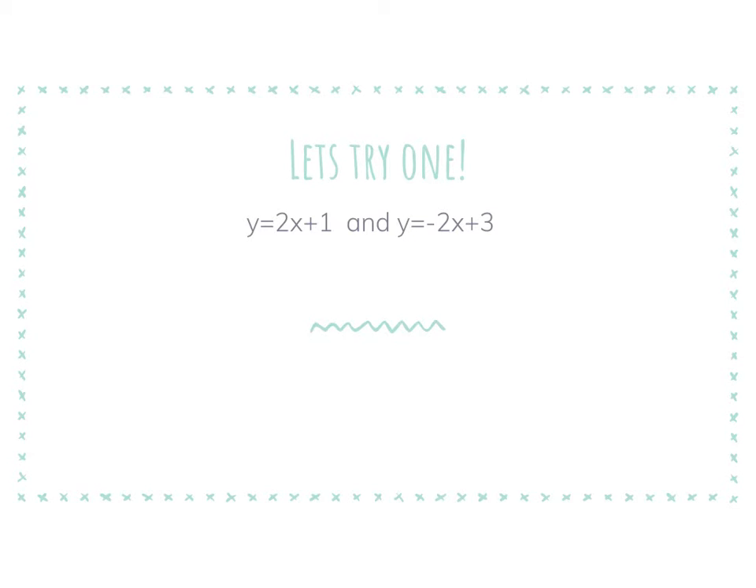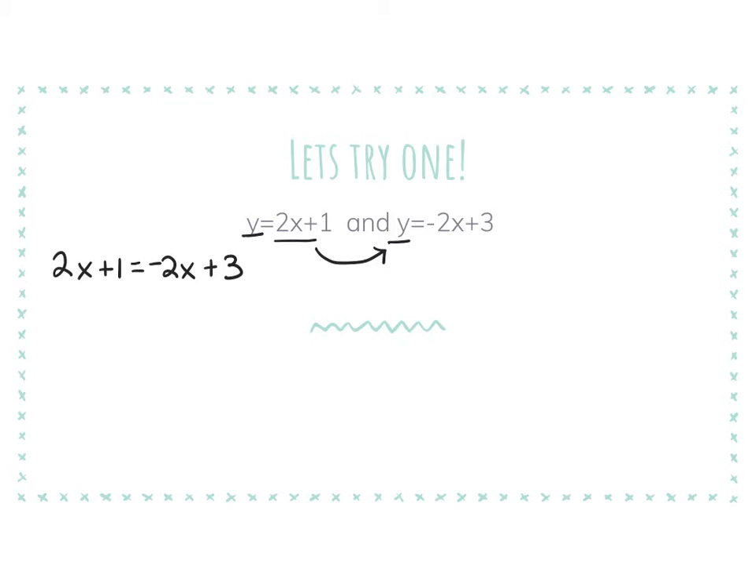We have y equals 2x plus 1 and y equals negative 2x plus 3. Now, the first step is going to be to solve for one of the variables. In this case, both of our equations have already been solved for y. And we can just put them equal to each other. So we can take this value and put it in for y, which is going to give us 2x plus 1 equals negative 2x plus 3.